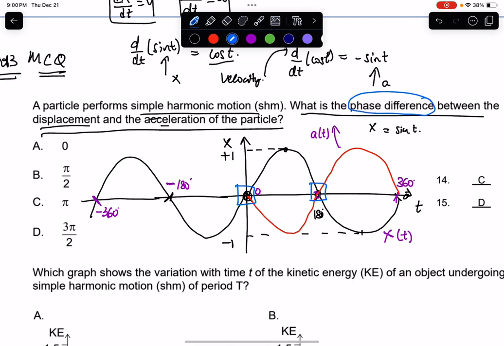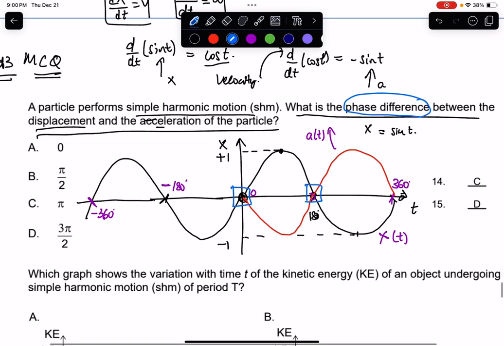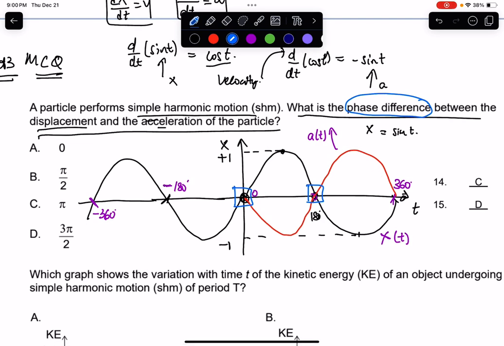So how are these two functions separated by a given angle? So when you look at this phase difference, because you're shifting by 180 degrees, the phase difference between them is pi radians, because pi radians is 180 degrees. Okay? So that's the main idea about it.